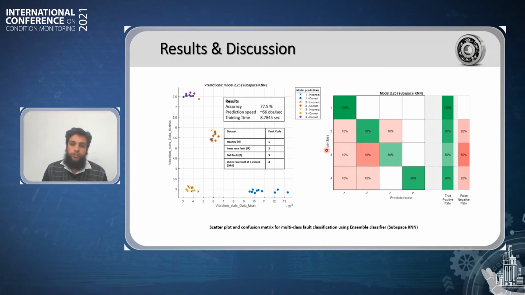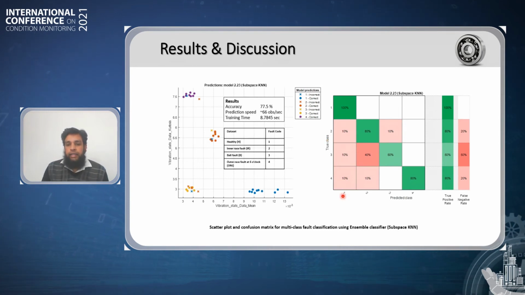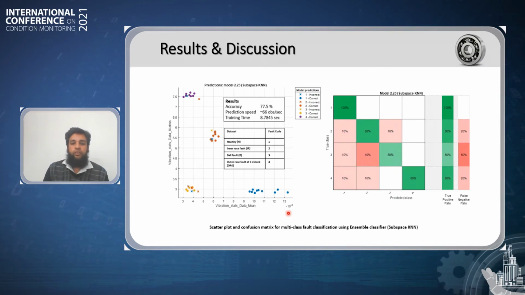So rows show the true class and columns show the predicted class. If we check for the fault category 1, you can see here the fault category 1 is having 100% entry in this cell. It means that the fault category 1 was perfectly predicted and it matches perfectly with its true class. That's why the efficiency is 100%, and it is evident from the scatter plots as well.